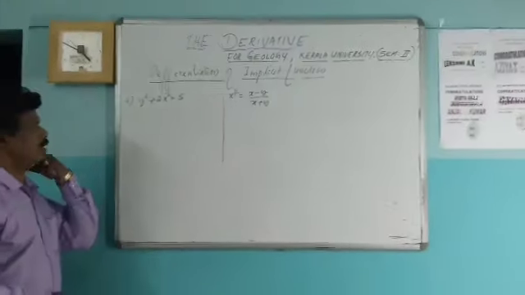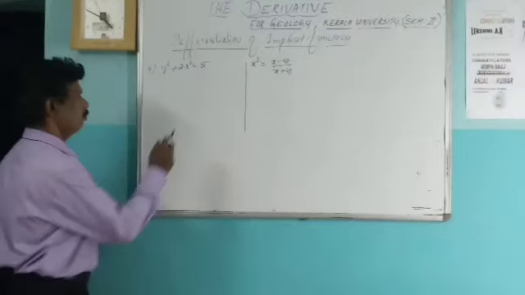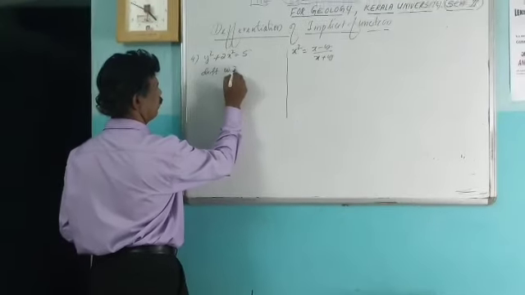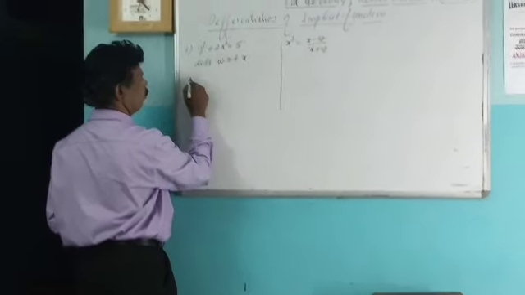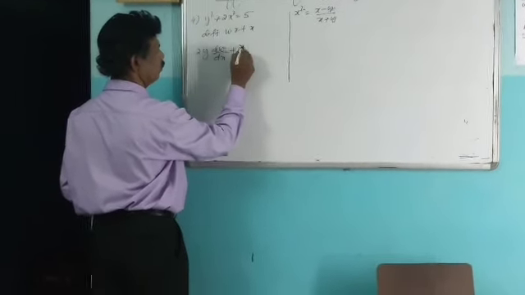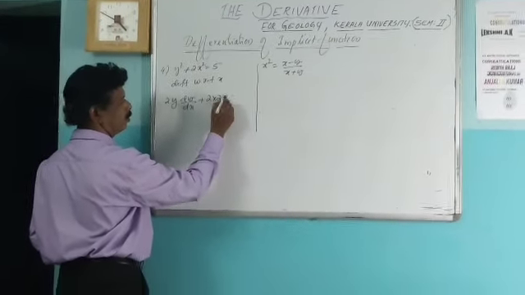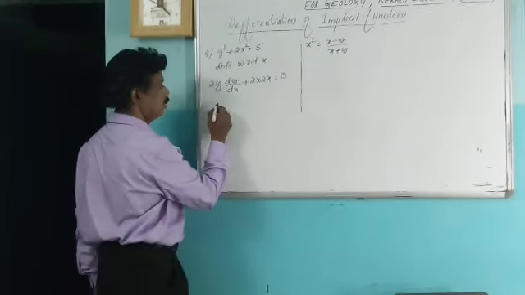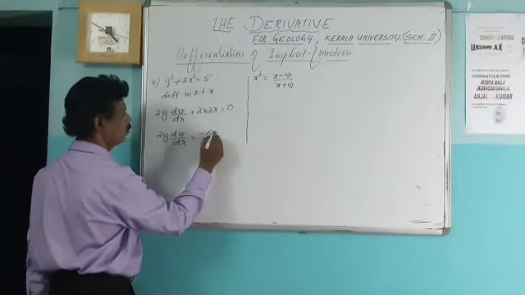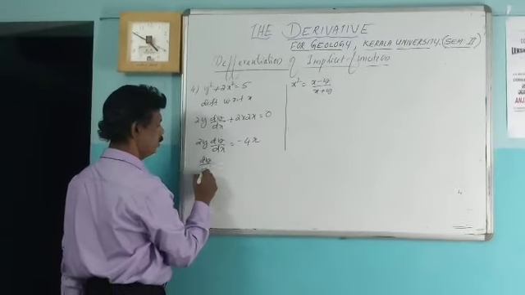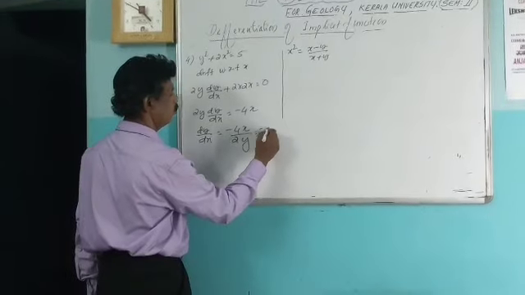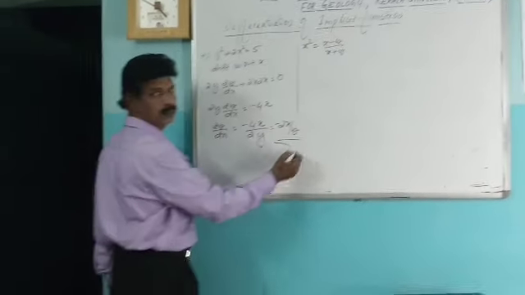Next question: y square plus 2x square equal to 5. Differentiate the function with respect to x. The derivative of y square is 2y into dy/dx, plus 2 into the derivative of x square, 2x, equal to the derivative of 5, which is 0. That is 2y into dy/dx equal to minus 4x. Then dy/dx is equal to minus 4x divided by 2y, equal to minus 2x divided by y.